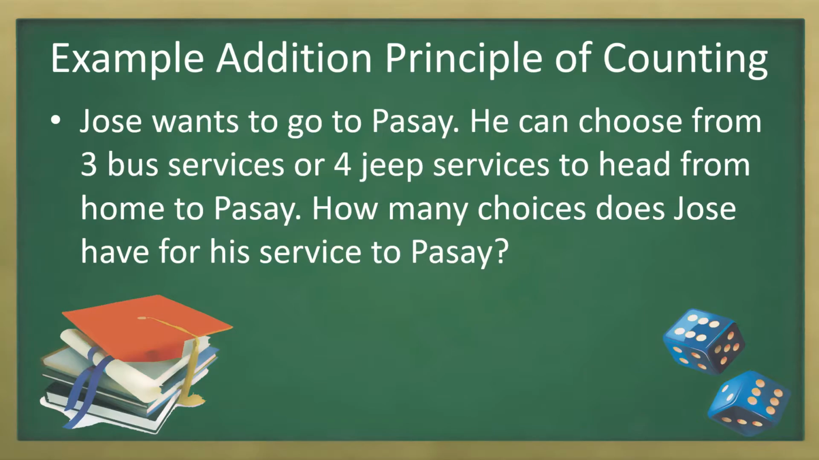Since we have here an event for buses and an event for the jeeps, and these events are mutually exclusive, then if you want to find the number of choices for Jose for his service from home to Pasay, you're just going to add the choices per event. So therefore we have 3 plus 4, which is 7. So 3 from the bus services and 4 from the jeep services. So this is the addition principle of counting.